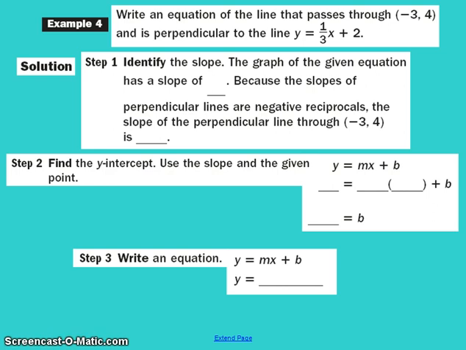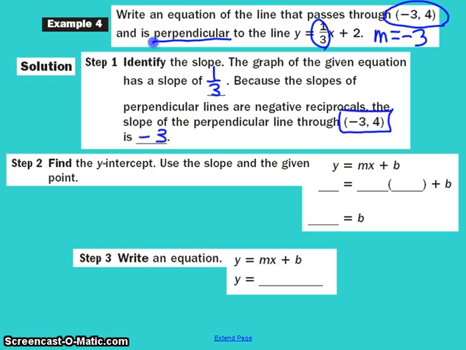Writing an equation of a line that goes through this point and is perpendicular to this equation, that means if this slope is 1/3, I need an equation that has a slope of the negative reciprocal, which is -3, going through that point. So the given equation has a slope of 1/3. Because the slopes of perpendicular lines are negative reciprocals, the slope of the perpendicular line through this point has to be -3. And let's plug it into our slope-intercept form.